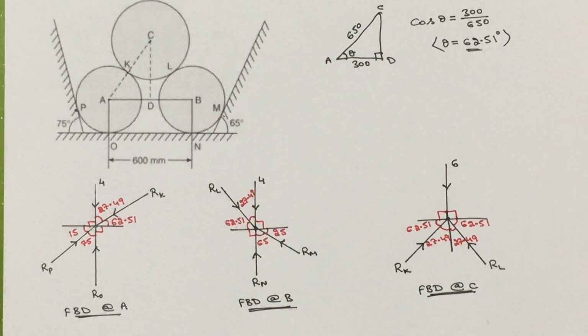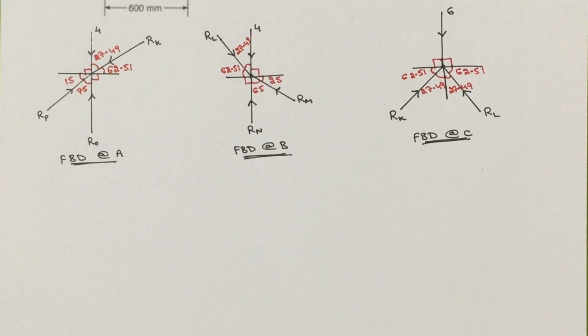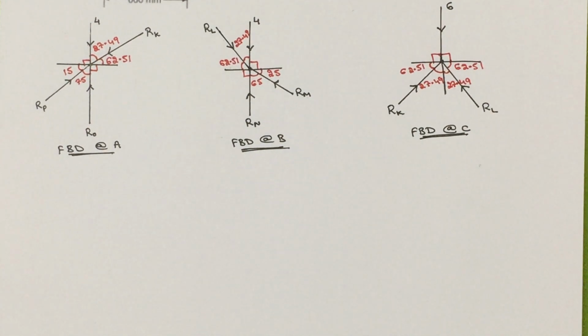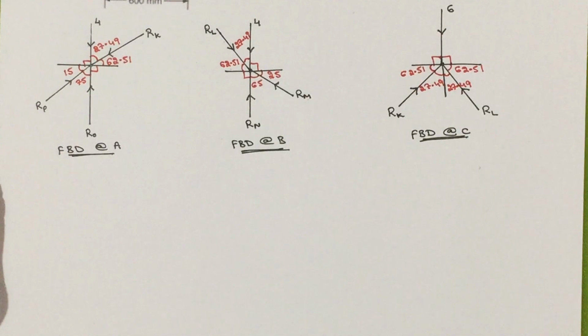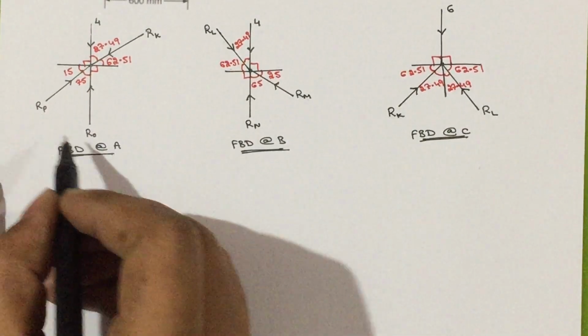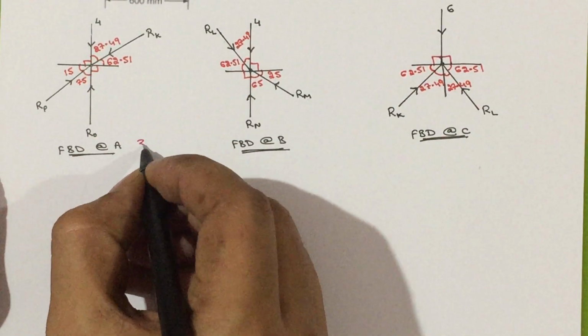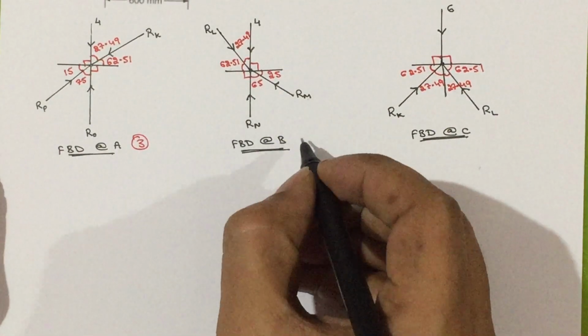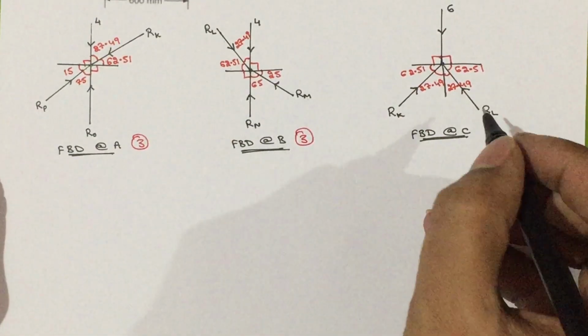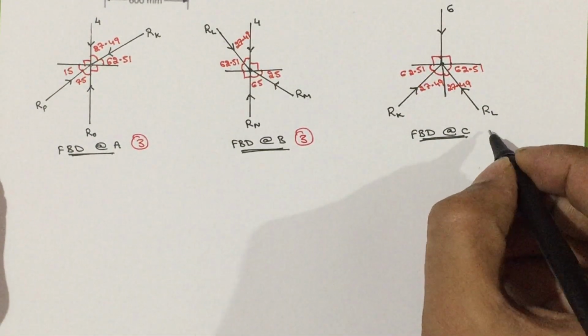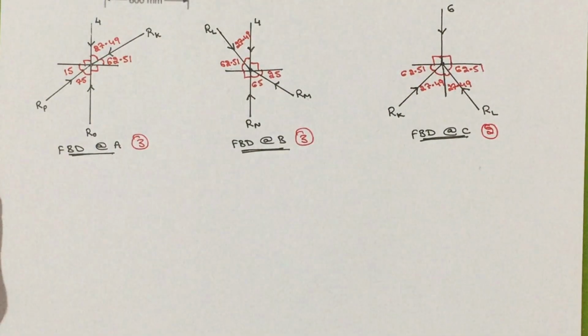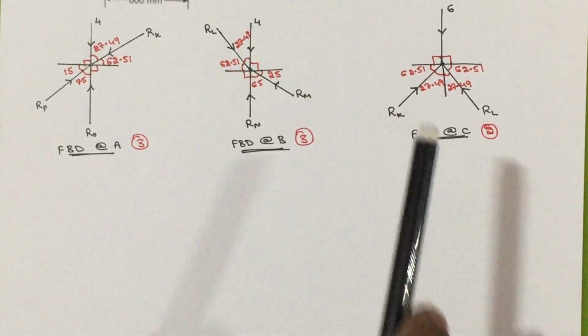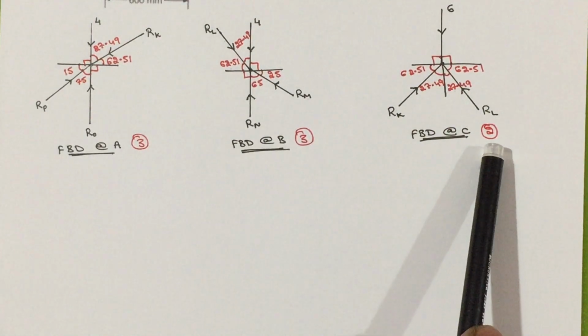Once we have the free body diagrams, our next step is to choose the free body diagram to solve the problem. For that, we need to count the number of unknowns in each free body diagram. So let us count. Here we have RP, RO, RK, 3 unknowns. Here we have RL, RN, RM, 3 unknowns. Here we have RK, RL, only 2 unknowns. So select the free body diagram which has the fewest unknowns.